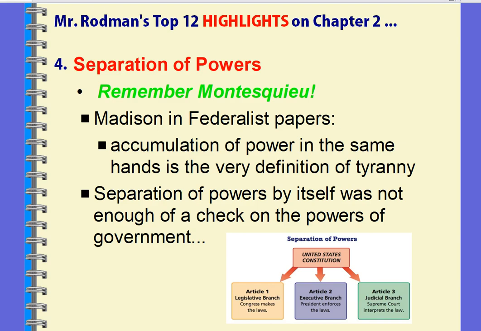And this is what led to the first 3 articles of the Constitution focused on the separate but distinct powers that the legislative branch has in terms of making the laws, the executive branch in terms of enforcing the laws, and the judicial branch in terms of interpreting those laws.